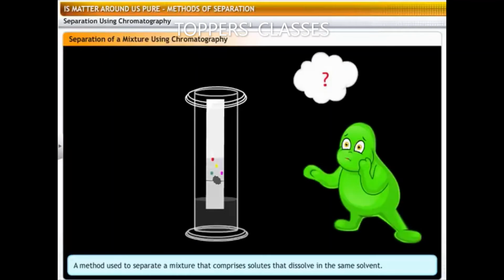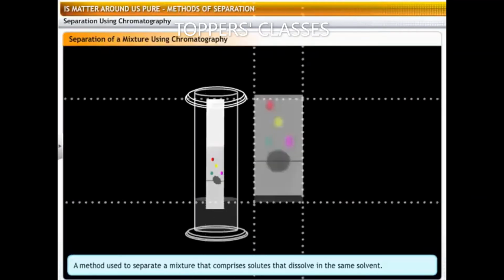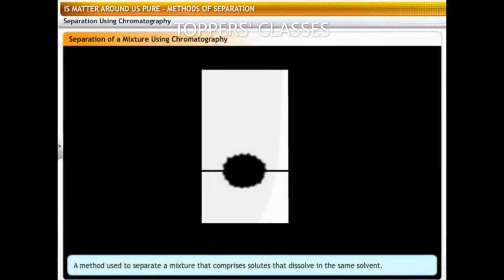But why are there different colored spots on the paper strip? The ink has water as the solvent, and the dye is soluble in it. As the water rises, it takes the particles of dye along with it. Since a dye is made of 2 or more colors, the color which is the most soluble rises faster and higher. This is why there are differently colored spots on the paper.